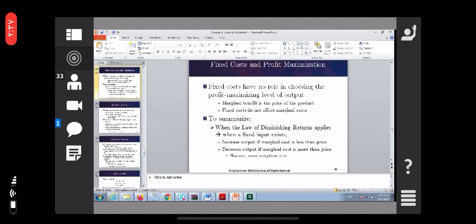To summarize, when the law of diminishing returns applies, when a fixed input exists, increase output if marginal cost is less than the price, and decrease output if the marginal cost is higher than the price. However, some exceptions exist. I will show you that in a diagram.